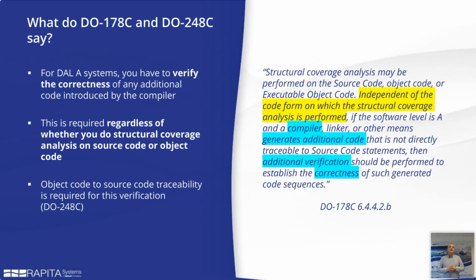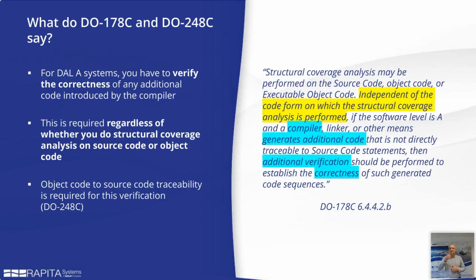DO-178C says something a bit more clear, but not much. But the principle is exactly the same. What it means is, for DAL A systems, you have to verify the correctness of any additional code introduced in the compiler. This is required independently of whether you do code coverage at the source code level or at the object code level. Again, the fact that you do object code coverage and you have 100% still doesn't mean that that extra code that the compiler has introduced really corresponds to some proper tests. And therefore, object code coverage on its own is not enough.